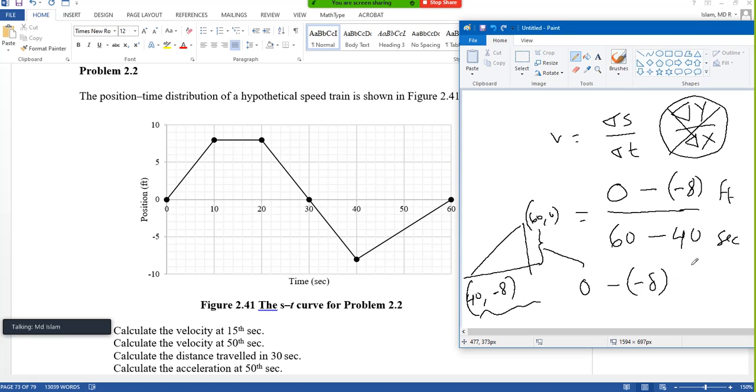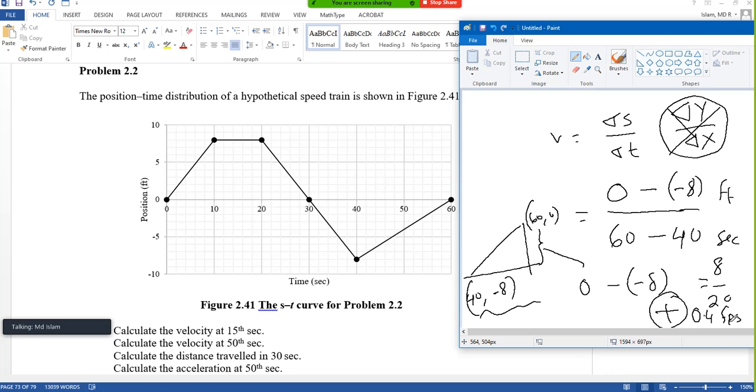So I did the same thing. After calculation I'm getting 8 here, I'm getting 20 here. A very small value. So 8 divided by 20. If I use a calculator, 8 divided by 20 is 0.4. So 0.4 feet per second. It's a positive number, positive 0.4 feet per second. FPS means feet per second. So my velocity at 15 seconds is 0.4. So hopefully you learned what I did here, just the slope.